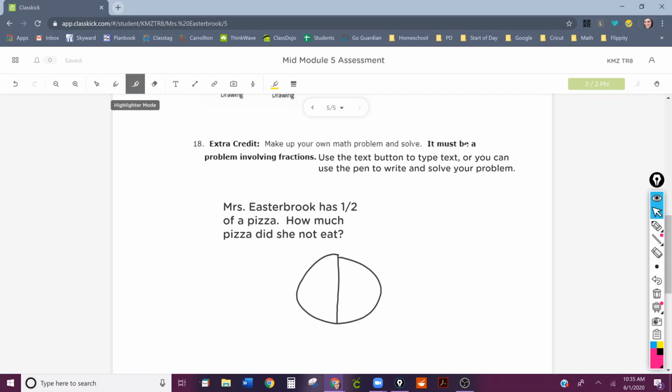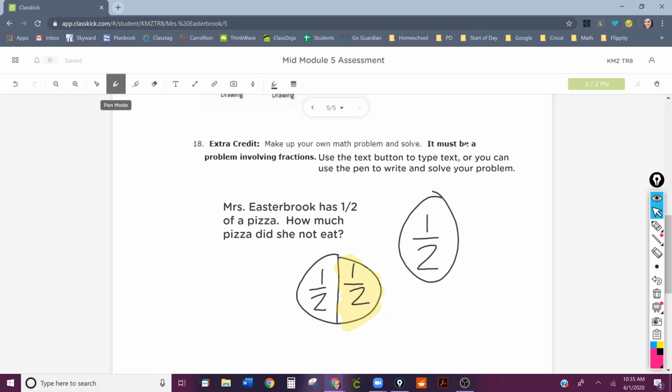So for mine, if I had half a pizza, how much did I not eat? That would be 1/2. Okay, simple enough, and that was worth 3 points.